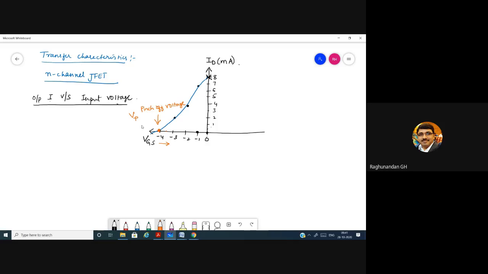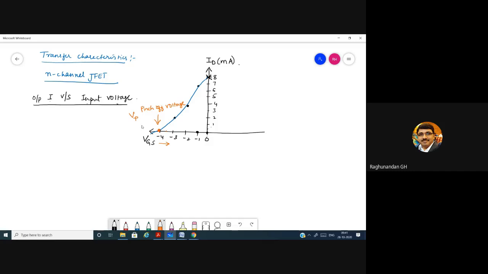You can say starts flowing or stops flowing. After -4 it stops. Before -4, it will be flowing. That point is known as pinch off voltage. So here, as VGS goes towards 0, the current will be maximum.